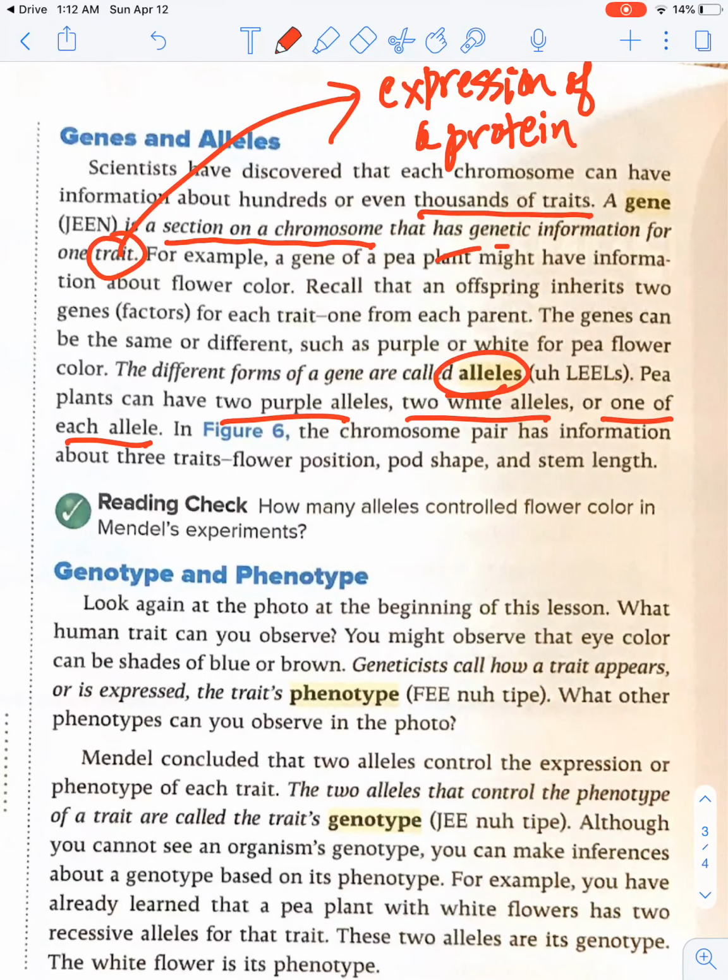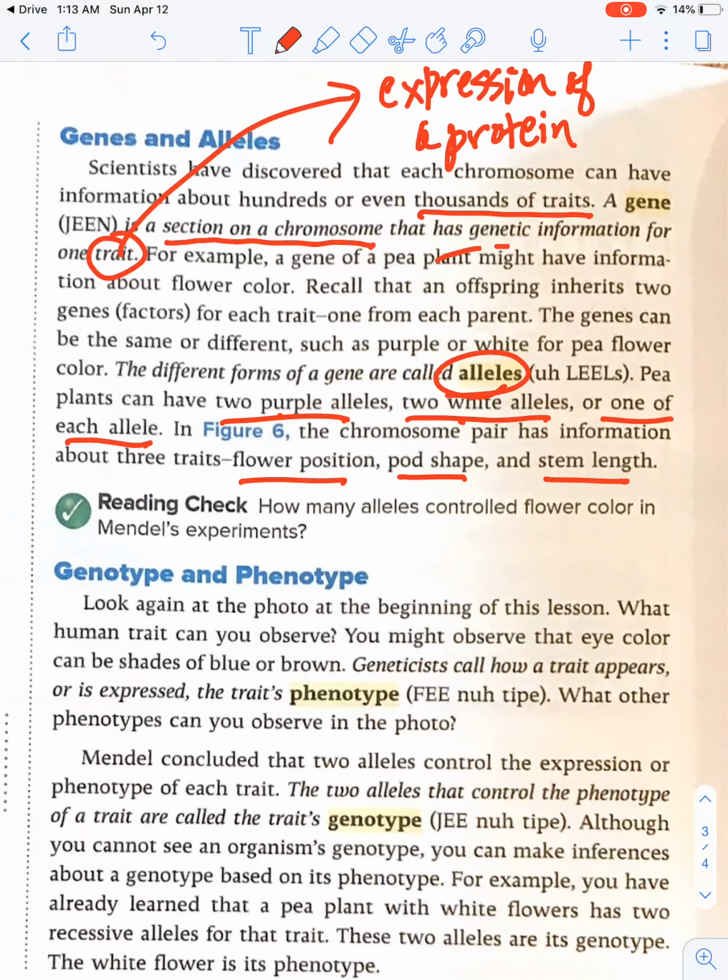They can be the same, and they can be purple. They can be the same, and they can be white, or they can be different alleles. And that's referring back to that same equals homozygous, different equals heterozygous. Okay, so in figure 6, the chromosome pair has information about three traits: flower position, pod shape, and stem length. How many alleles controlled flower color in Mendel's experiments? All right, so when we're looking at flower color, two alleles controlled the flower color.